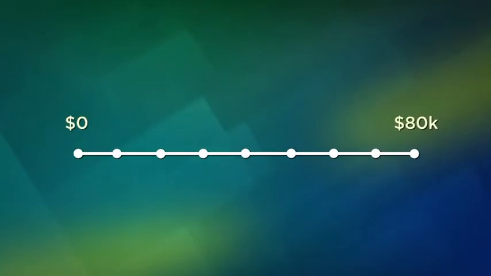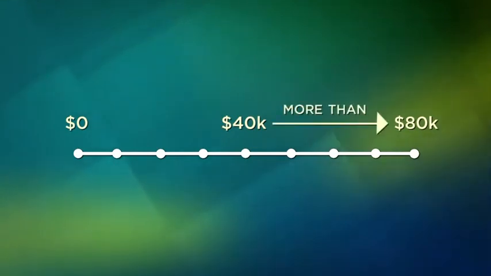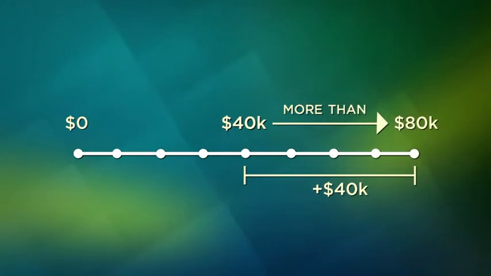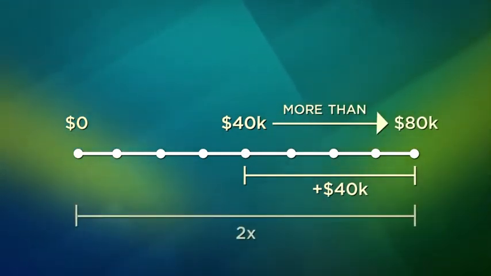Consider the variable of income. Someone who makes $80,000 differs in income level from someone who makes $40,000, makes more than that person, and is separated from that person's income by a $40,000 difference. That covers our nominal, ordinal, and interval levels. But we can also say that the person who makes $80,000 makes twice as much as the person making $40,000.